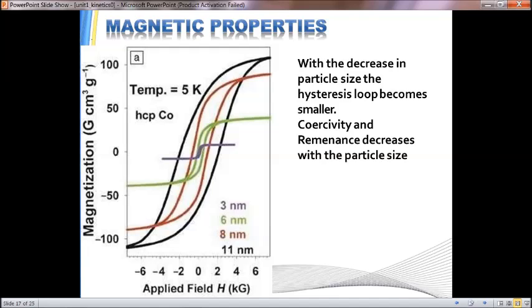With 11 nanometer, greater than that is noted. This is the magnetization effect. So whenever the size is less, magnetization is less. Whenever the size is high, magnetization is high.